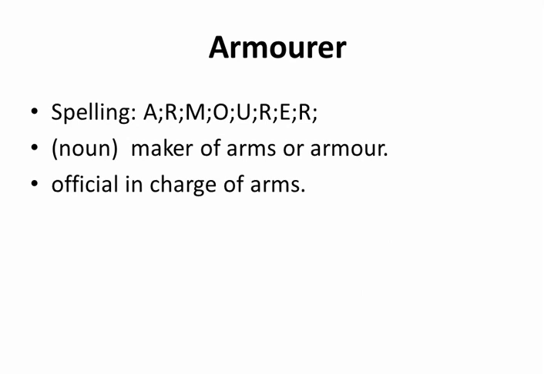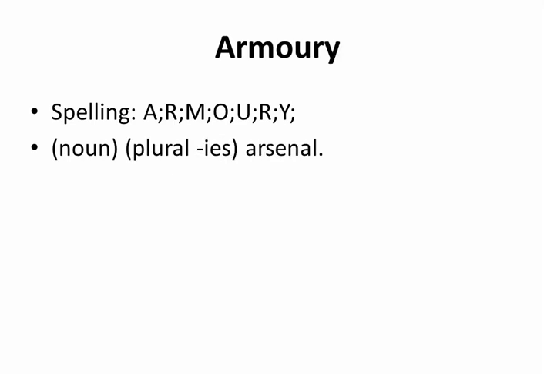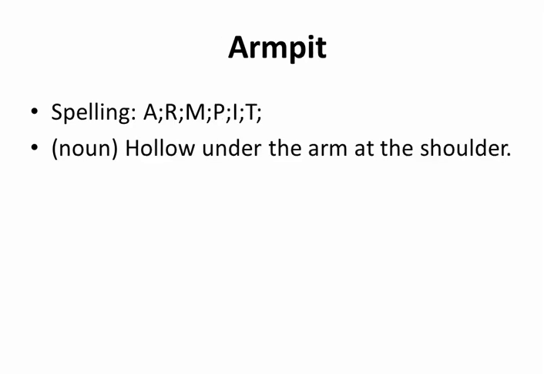Armourer. Spelling, A-R-M-O-U-R-E-R. Noun, maker of arms or armor. Official in charge of arms. Armoury. Spelling, A-R-M-O-U-R-Y. Noun, plural IES, arsenal. Armpit. Spelling, A-R-M-P-I-T. Noun, hollow under the arm at the shoulder.